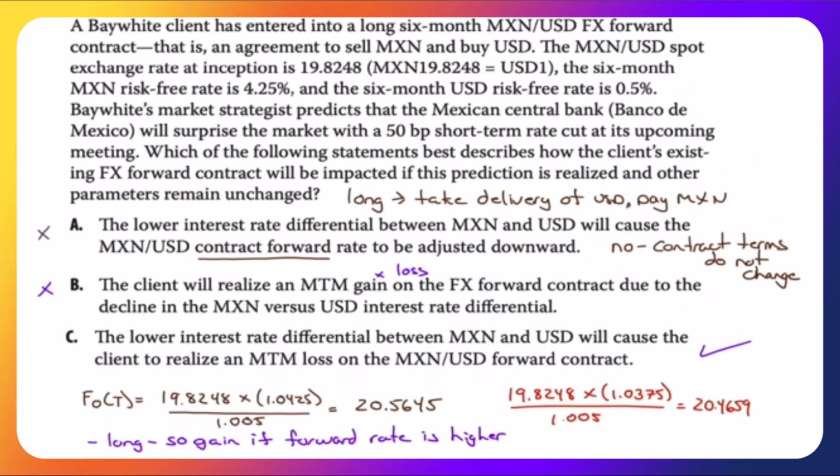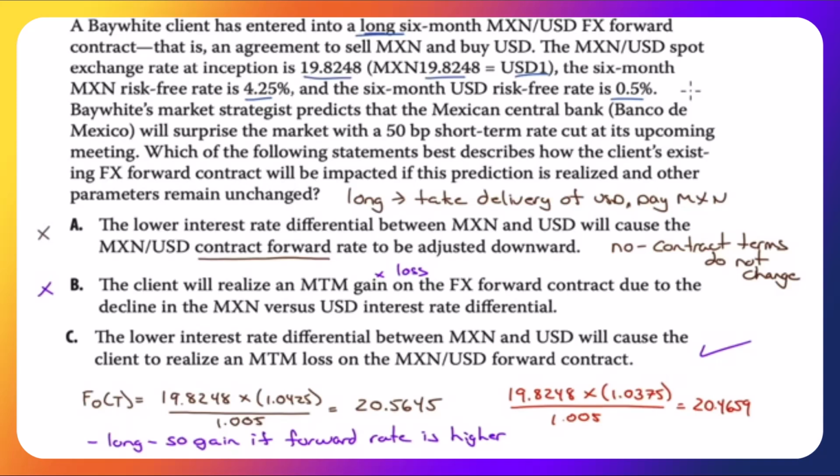Okay, a bit of a wordy question here. A Bay White client has entered into a long 6-month peso USD FX forward contract. Let's make sure we know we're long. An agreement to sell pesos and buy US dollars. The peso USD spot exchange rate at inception is 19.8248. In other words, $1 US gets us 19.8248 pesos. The 6-month Mexican risk-free rate is 4.25%. The 6-month US risk-free rate is 0.5%.